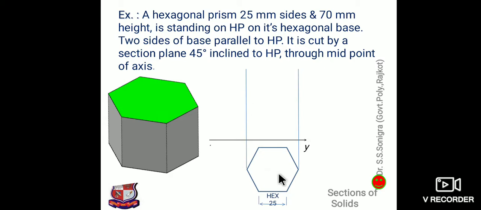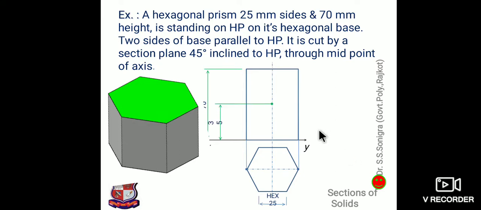Now take projections from the endpoints. The height is given as 70 mm, so this is the 70 mm height. It is hidden behind this solid. Then draw a rectangle. This rectangle represents the front view of the hexagonal prism. Draw its axis. We know how to draw this axis.